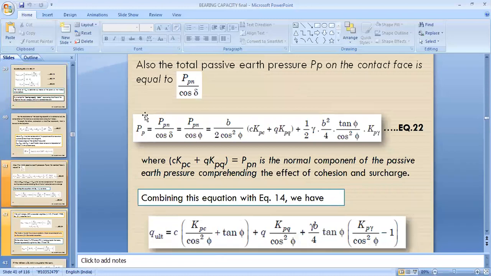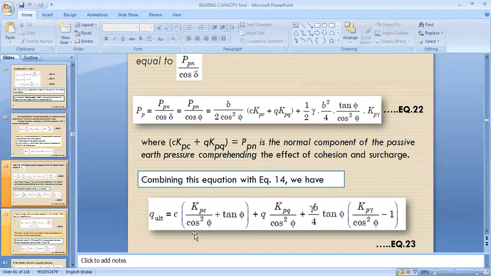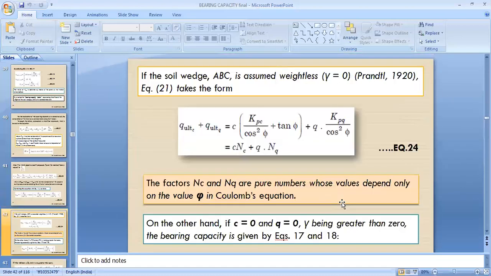And further, the total passive earth force Pp on the contact face is equal to Ppn upon cos delta. And what is Pp? If we consider all the vertical forces acting and try to resolve them, we get an equation like this. Now Q ultimate will be C into Kpc upon cos square phi plus tan phi, plus q Kpq cos square phi, plus gamma B upon 4 tan phi into Kp gamma divided by cos square phi minus 1. This is equation 2.3 after resolving all the forces.